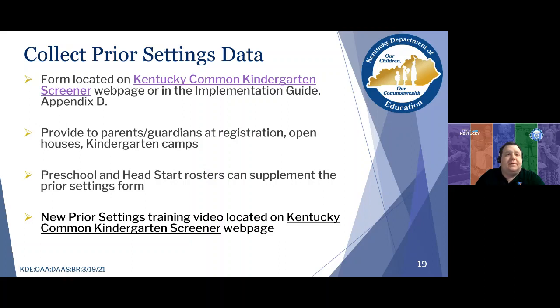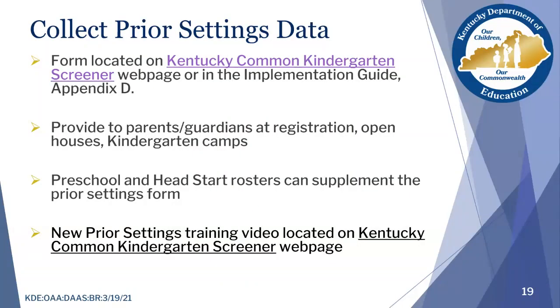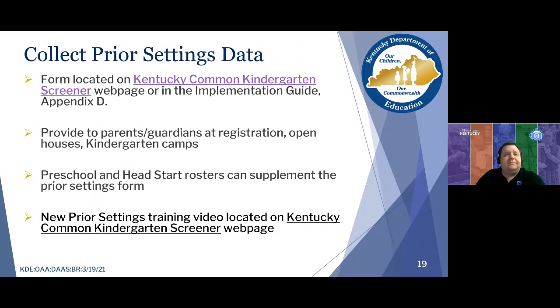A letter and form, which are located on our CASE screen website or in the implementation guide, simply ask parents or guardians to let us know what setting the enrolling student was in the year prior to kindergarten. They may be home, private sitter, daycare, preschool, Head Start, or if the student was retained, it could even be kindergarten. If you are not receiving parent input, pull the rosters from preschool and Head Start to use in conjunction with the parent form. This information can be collected at any time.